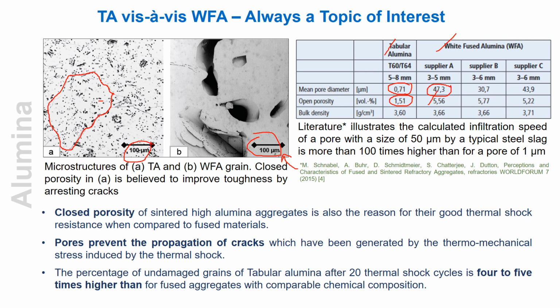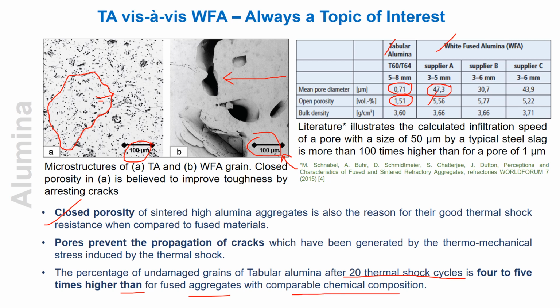The closed porosity of sintered high alumina aggregates is also the reason for their good thermal shock resistance compared to fused alumina. Pores prevent the propagation of cracks that have been generated by the thermomechanical stress induced by the thermal shock. It is believed to improve toughness by arresting cracks. If a crack propagates, it can be arrested by this, but in the fused case it will propagate directly, and there is very little chance of arresting. The percentage of undamaged grains of tabular alumina after 20 thermal shock cycles is 4 to 5 times higher than for fused aggregates with comparable chemical composition.